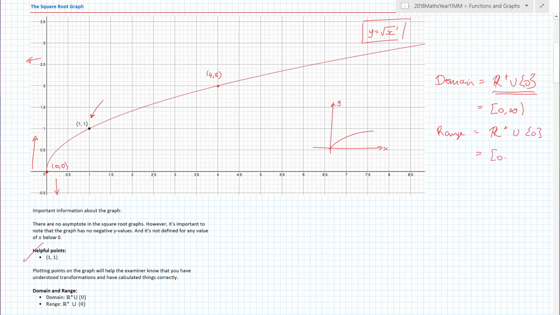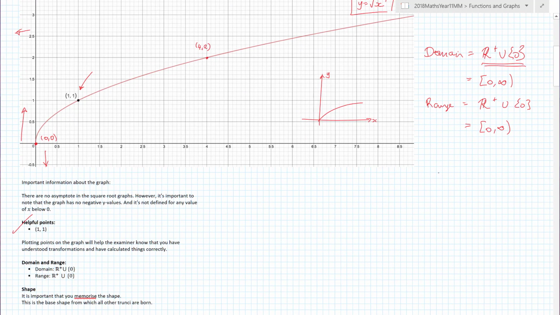Or, again, 0 to infinity. Now, a small point about the notation here. If you were to do r plus n0, this actually means and. So what you're actually saying there is that our x values can take two simultaneous values. It can take any of the real numbers and it can take 0 at the same point. It can't, all right? You must make sure that your notation is with this union symbol, so that you actually can get the marks.